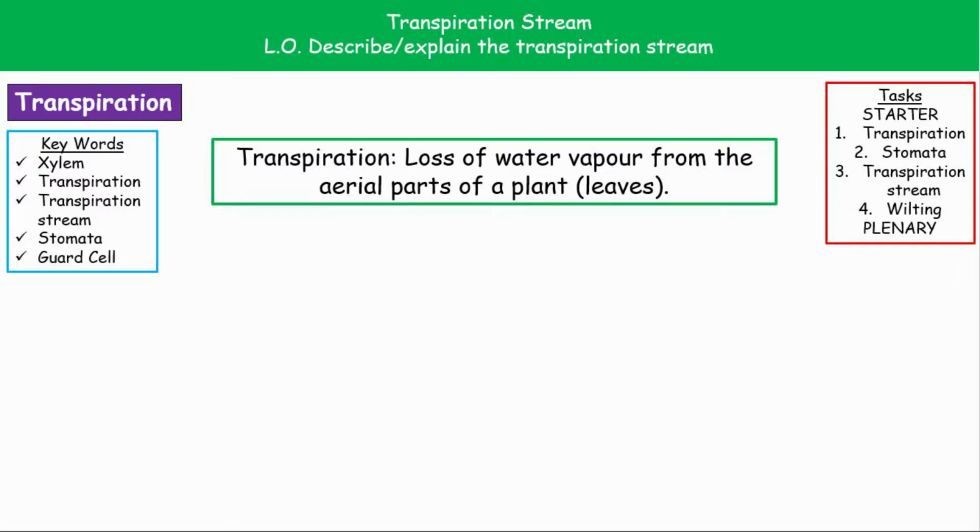First one for saying loss of water vapour, and you could phrase that as evaporated water, that's fine. But if you just say loss of water, no, it's not going to get you anything. So loss of water vapour, and the 2nd mark from the aerial parts of a plant, or you could phrase that as from the leaves. So the best definition you could give is the loss of water vapour from the aerial parts of a plant. But if you can remember that water evaporates from the leaves, then you're going to at least have a good shot there. But as I say, this is your textbook definition you should learn.